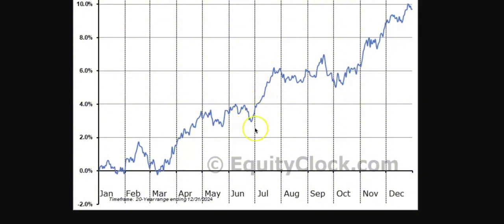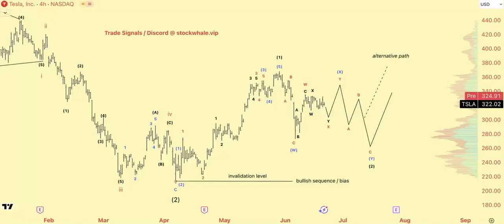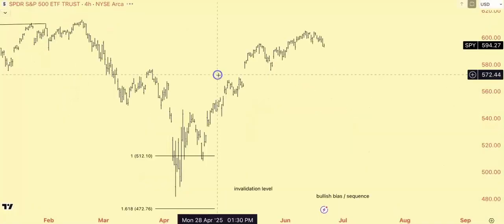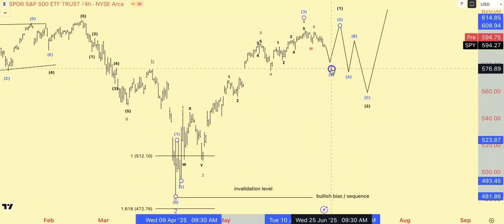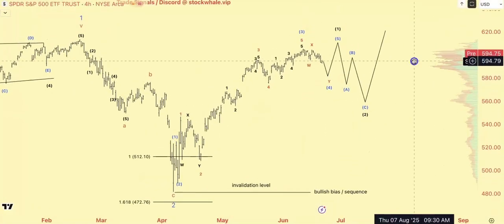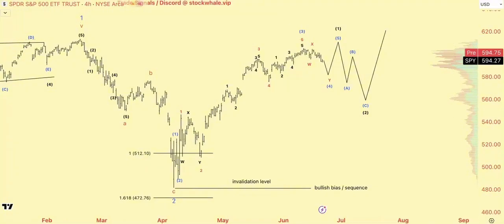So we want to position ourselves anywhere between the 25th of June to the 5th of July, which is where I'm trying to figure out if we can get that bottom in for that wave 4 in blue. So we're looking for that wave 4 in blue bottom here. So let's see how everything sort of plays out. I'm still bullish on Tesla.